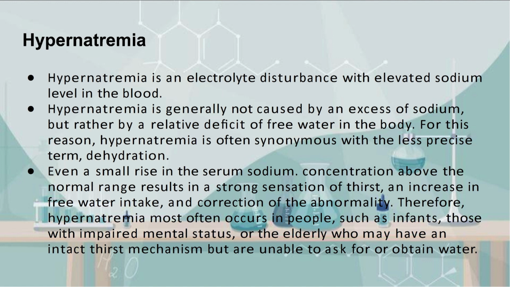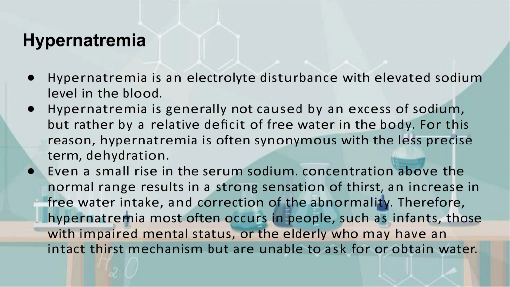Hypernatremia. Hypernatremia is an electrolyte disturbance with elevated sodium level in the blood. Hypernatremia is generally not caused by an excess of sodium, but rather by a relative deficit of free water in the body. For this reason, hypernatremia is often synonymous with the less precise term, dehydration. Even a small rise in the serum sodium concentration above the normal range results in a strong sensation of thirst, an increase in free water intake, and correction of the abnormality.